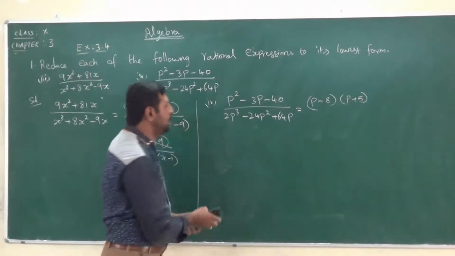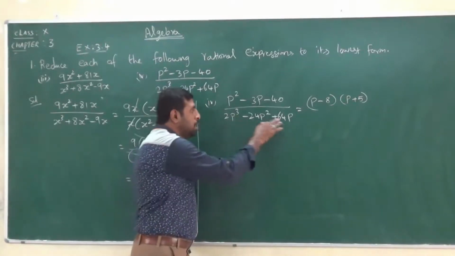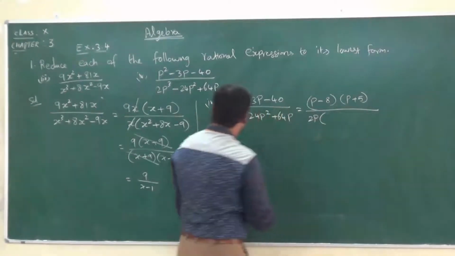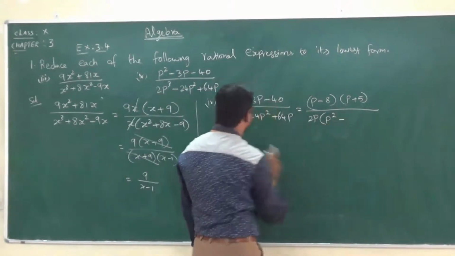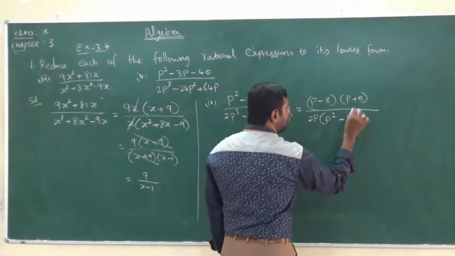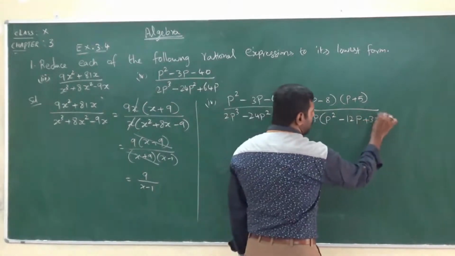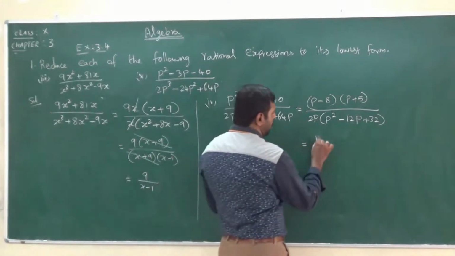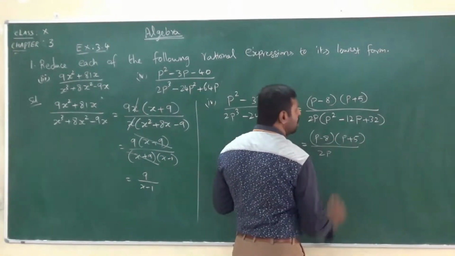And in the denominator we have p as the common term, and the terms are multiples of 2, so 2p will be taken out commonly. Taking out 2p, we get p square. 24 is a multiple of 2, so taking 2 out gives 12, and taking p out gives p only. 64p divided by 2 gives 32, with p taken out commonly, right? Now the denominator has to be factorized.